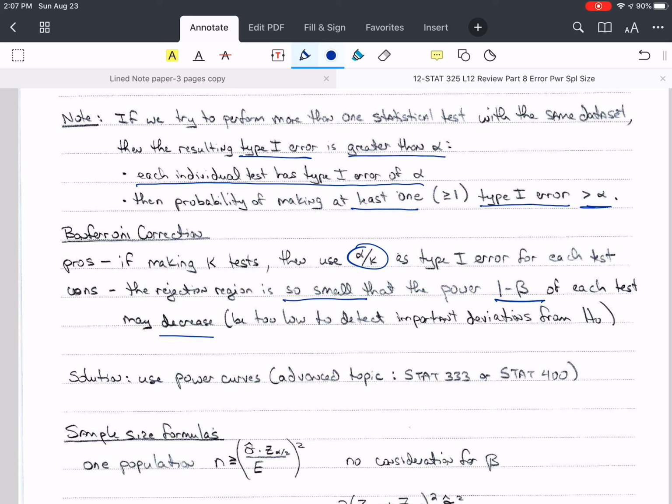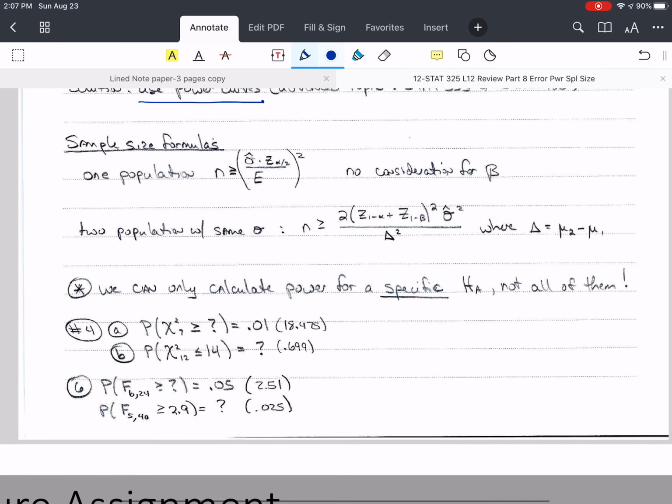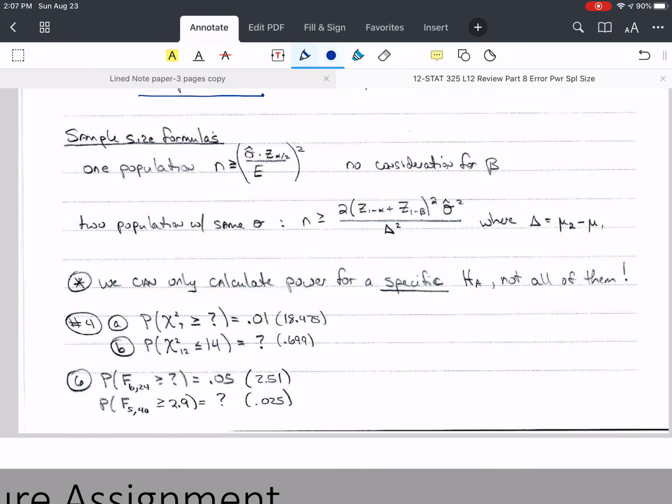So the solution is to use power curves. This is an advanced topic that we'll talk about in Stat 333 or Stat 400. We will not talk about it in this class. So yes, you are welcome for that.